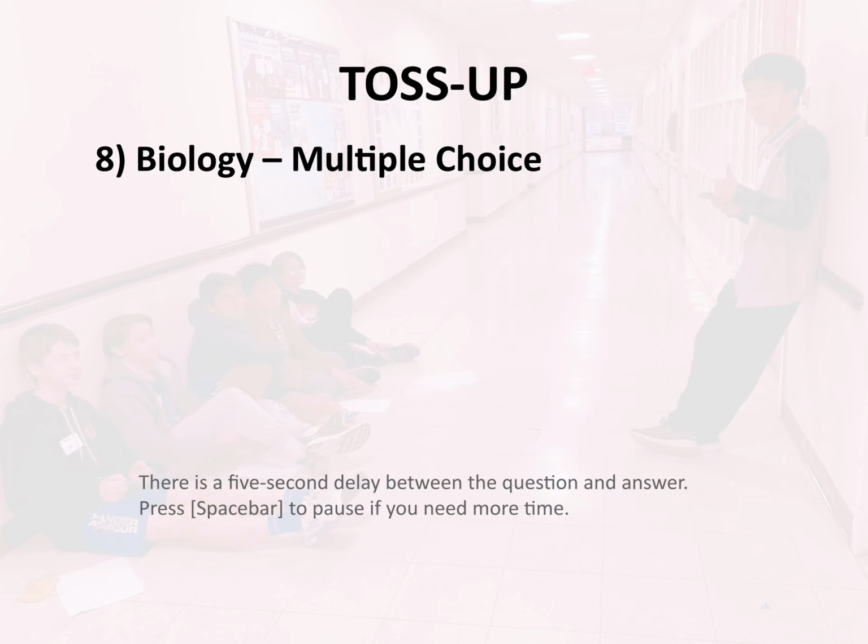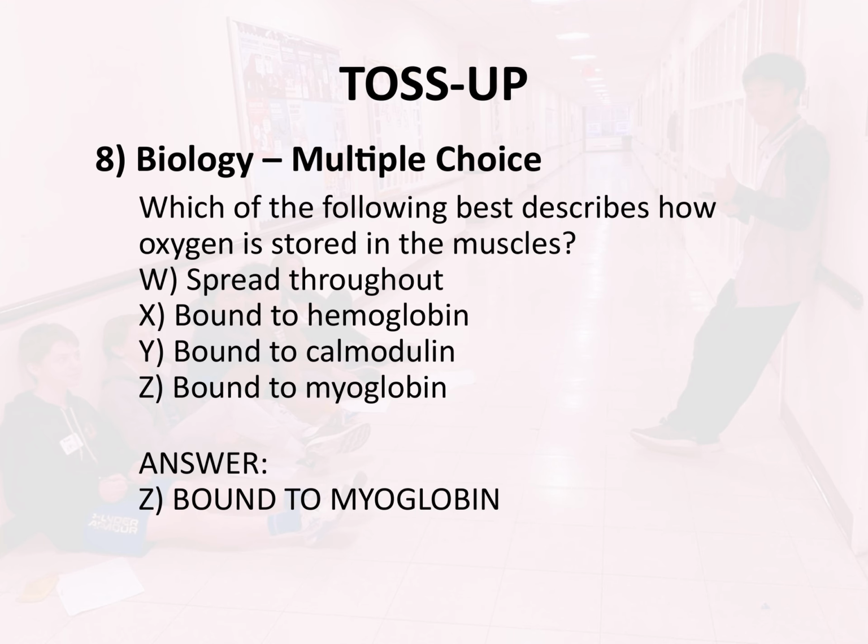Toss-up 8. Biology, multiple choice. Which of the following best describes how oxygen is stored in the muscles? W. Spread throughout. X. Bound to hemoglobin. Y. Bound to calmodulin. Z. Bound to myoglobin. Answer: Z. Bound to myoglobin.